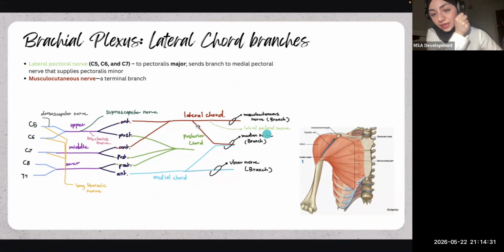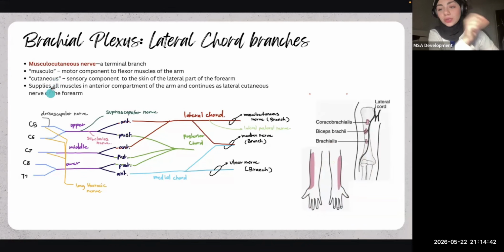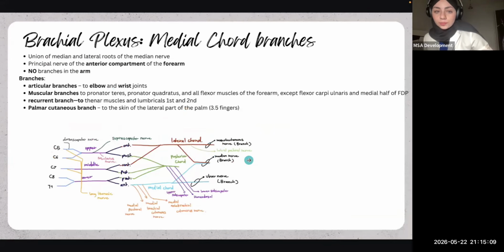But anyways, notice how I gave off the lateral pectoral nerve. After I gave it off, the lateral cord will continue as the musculocutaneous nerve, which is a terminal branch. From its name, what are its functions? Again, terminal branch. It will have a muscular component to all the flexors in the arm. Make it easy on yourself, we're going to see the flexors of the arm in a bit. And the cutaneous or sensory component, where it's going to go and supply the lateral side of the arm. So it's going to go musculocutaneous, go like this, and then supply the lateral side of the arm. Okay? Lateral skin of the forearm, not arm.